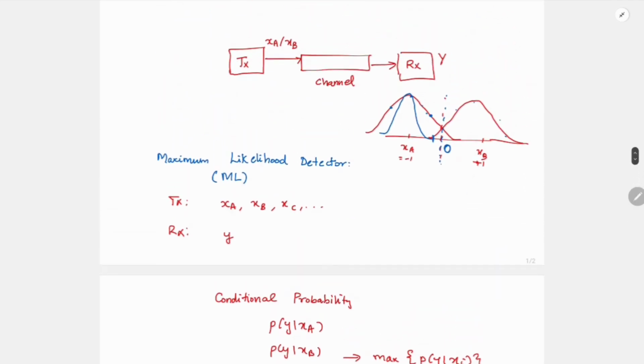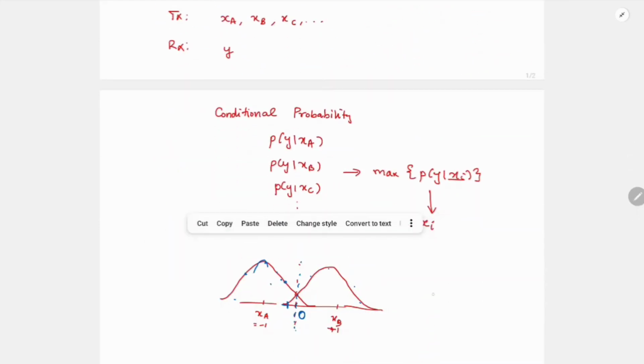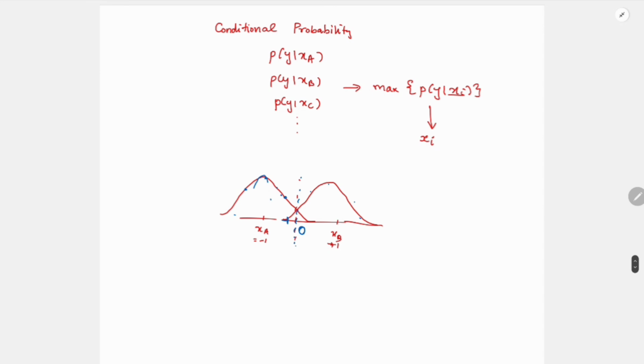For this example, let's say it is something like this, and our point falls here. This is your conditional probability P of Y given XA, and this is P of Y given XB. If Y falls here, my P of Y given XA is greater than P of Y given XB. So then I'll say the transmitted symbol would have been XA. The received symbol I'll classify as XA.